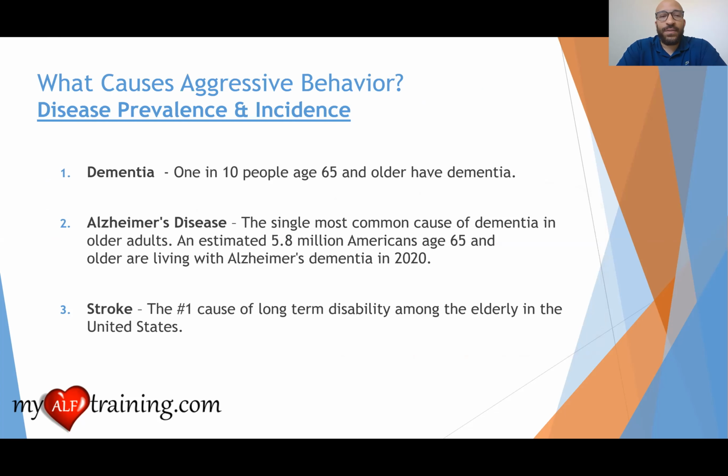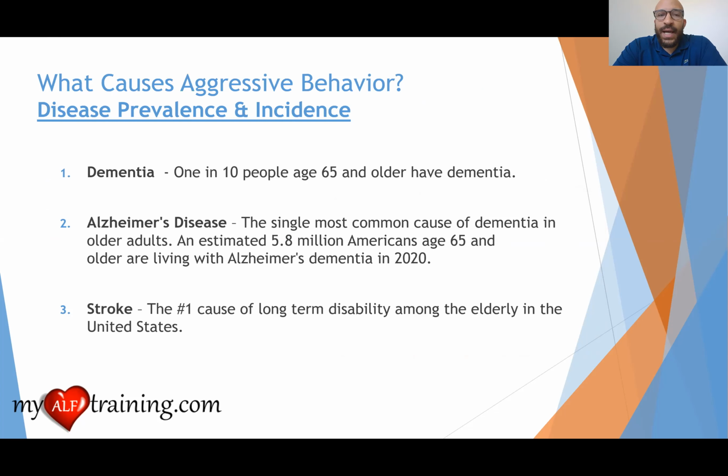What causes aggressive behavior? Disease prevalence and incidence. So from the last slide, I pointed out diseases, the diagnosis of dementia, Alzheimer's disease, and stroke. So why in particular did I pick out these three diseases? Well, because given the population that we're taking care of, dementia affects 1 in every 10 people aged 65 and older.